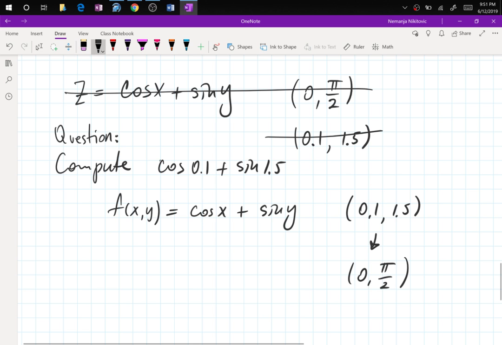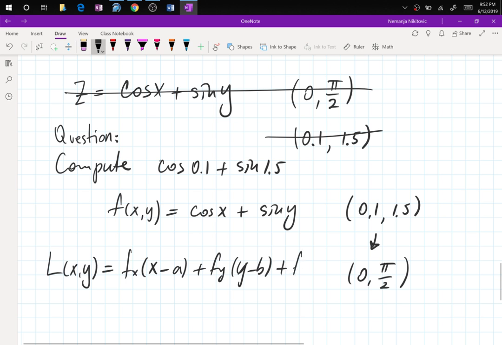How do you find a plane? Well, we're going to find the plane here because L of x, y is equal to fx times x minus a, plus fy times y minus b, plus f of a, b. This is the equation of the plane, yes.